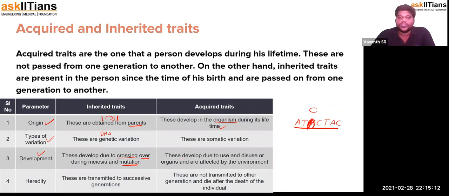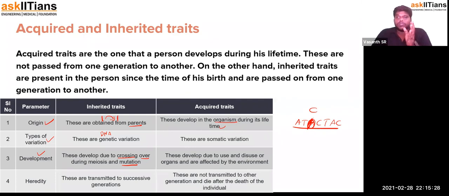Now, the acquired trait is one that develops due to use and disuse of organs and is affected by the environment. How useful is a product in the system? So let's say, for an example, I've already given you this.